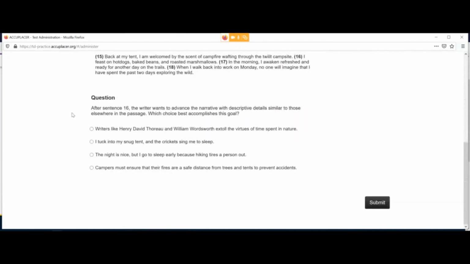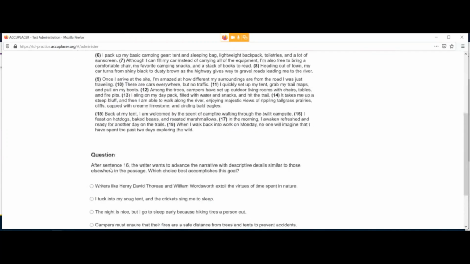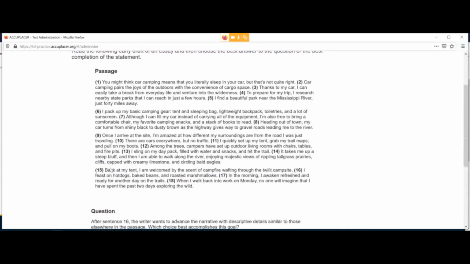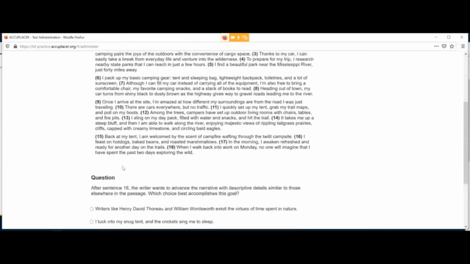Okay, on to the question here. After sentence 16, the writer wants to advance the narrative with descriptive details similar to those elsewhere in the passage. Which choice best accomplishes this goal? Okay, so we look at after sentence 16. This question 5 really deals with details. That's what we're talking about here.